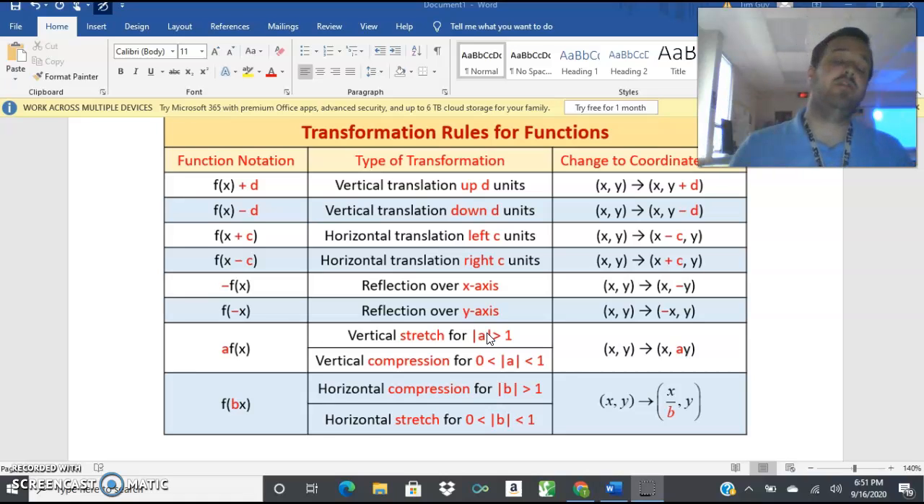So make sure you have these conclusions, and then tomorrow we're going to be applying them and using them, all right?